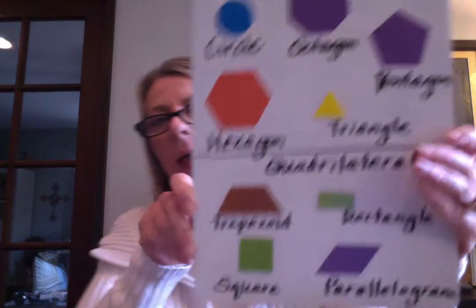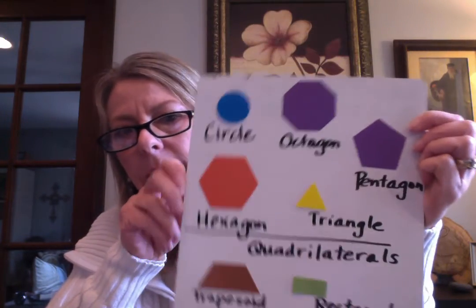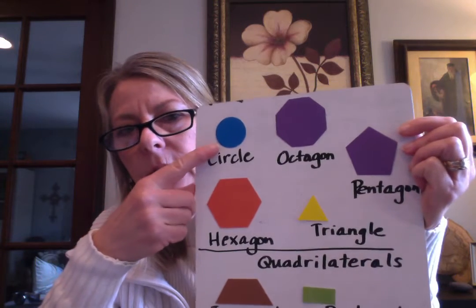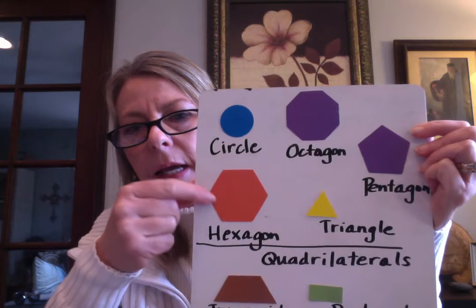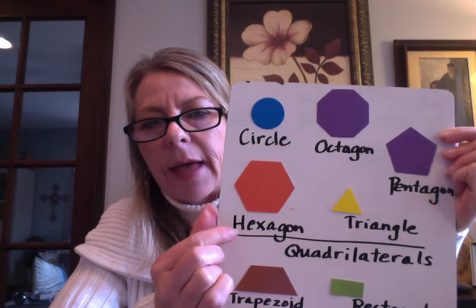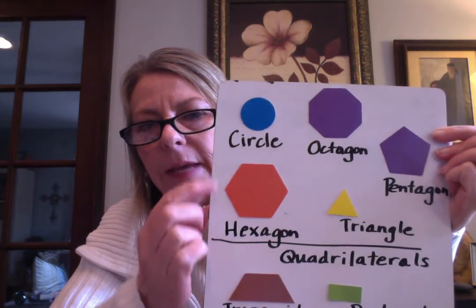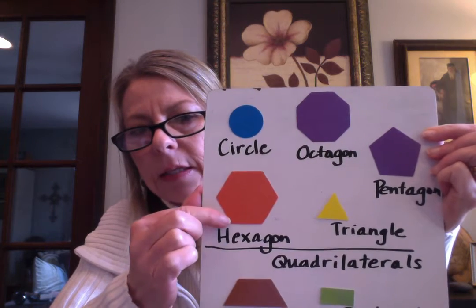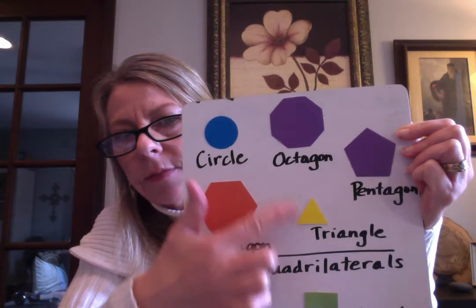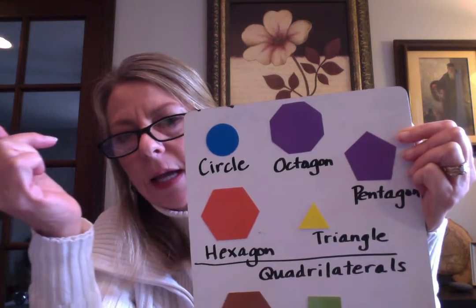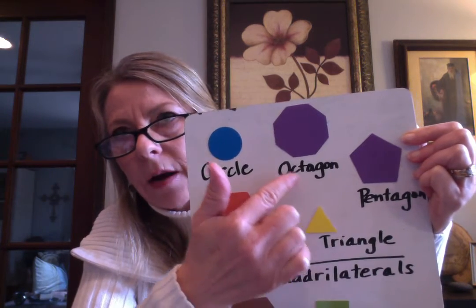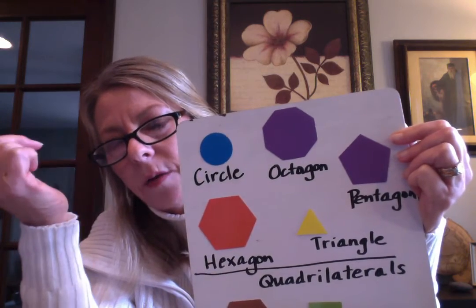Okay, so let's review with our plane figures. So I have several posted here, okay? And so I've got a circle, hexagon. A hexagon has 6 sides, so think of hex and 6 kind of sound the same. Hexagon has 6 sides. A triangle has 3 sides. This was an octagon with 8 sides, so think of an octopus with 8 arms. Think of an octagon with 8 sides.